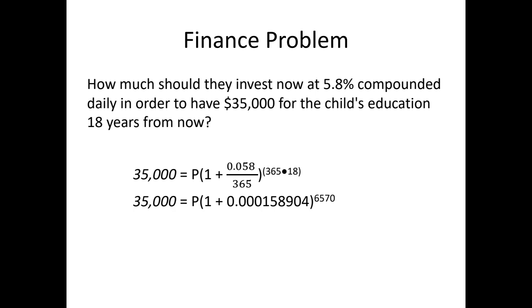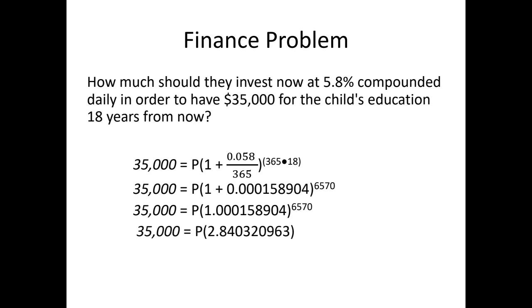Again, order of operations. So I'm first going to divide 0.058 divided by 365, I get 0.000158904. I'm going to add 1 to that. That's going to give me 1.000158904. Again, I multiplied the 365 times 18. That gave me 6570. So this base, I'm going to take it to this exponent, which gives me this value.